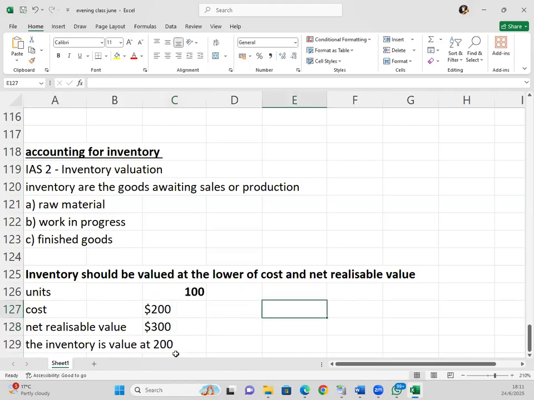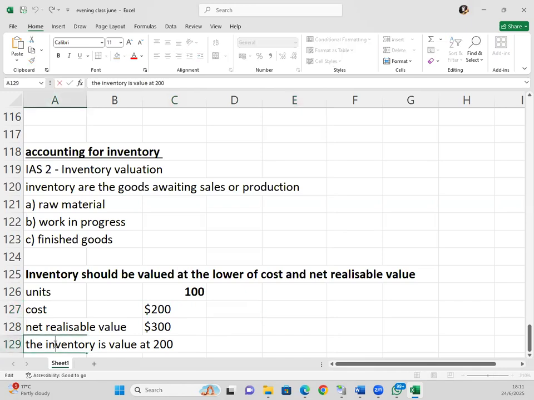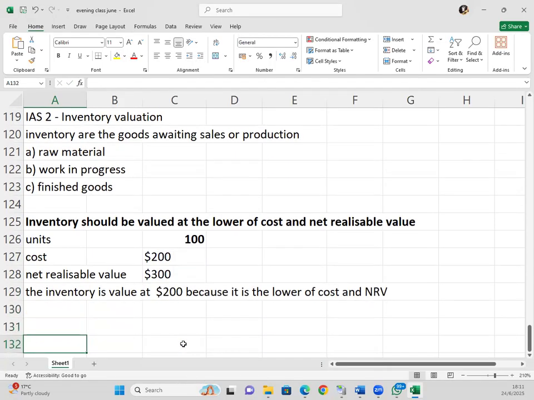So when you're now valuing, the inventory is valued at $200. Why? Because it is the lower of the two. 200, because it is the lower of cost and net realizable value. So it is the lower of cost and net realizable value.